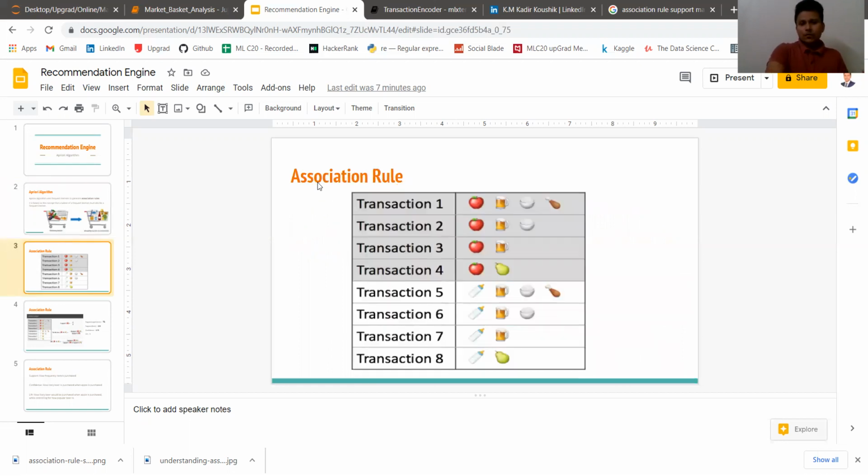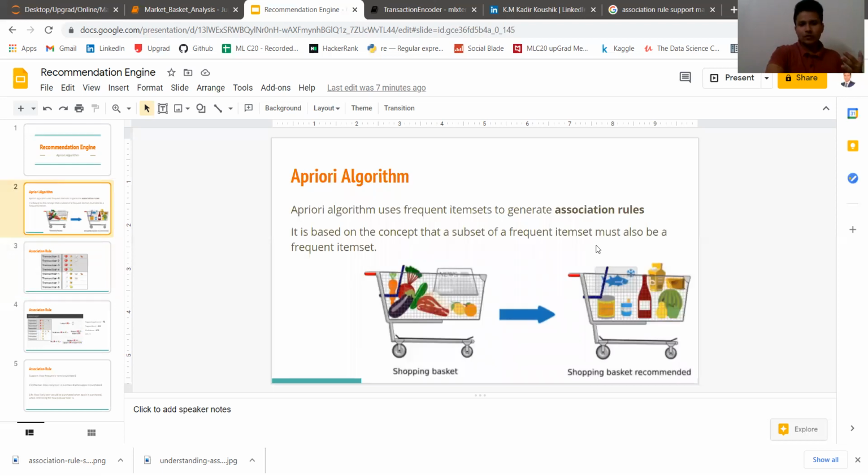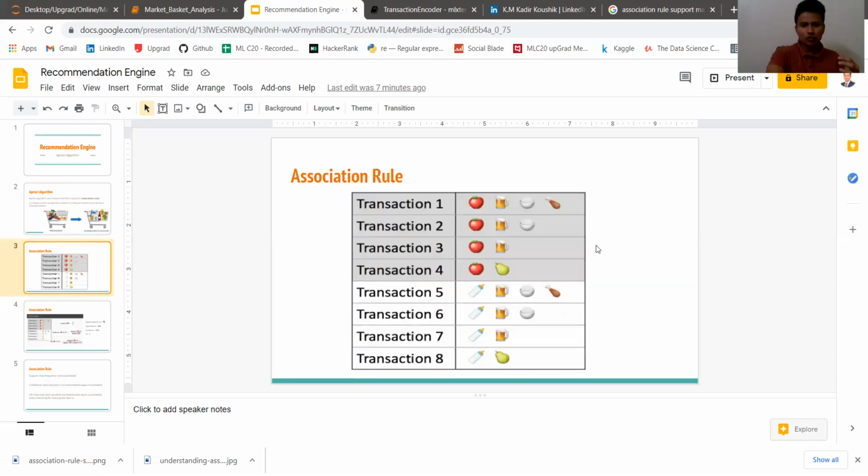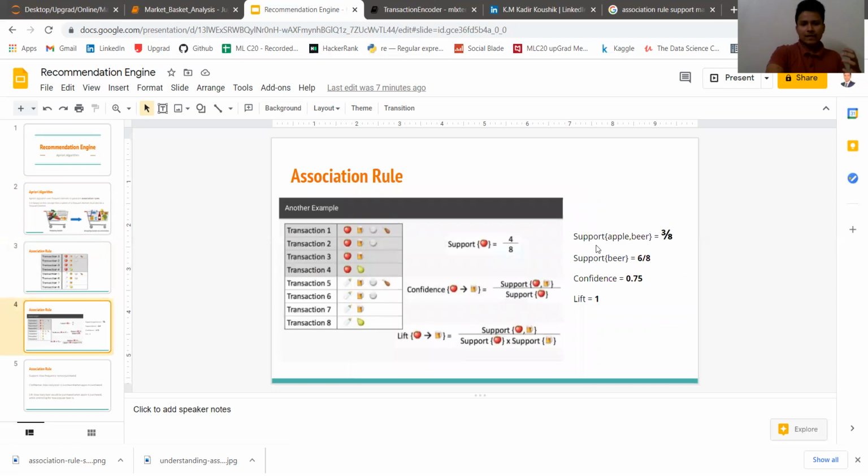Okay, suppose we have 8 unique transactions. As you can see, apple, beer, rice, chicken, and you want to find association rules, right? So what do you understand by association rule? To understand association rule, we have to understand three important metrics: support, confidence, and lift. Let's first understand what is support.